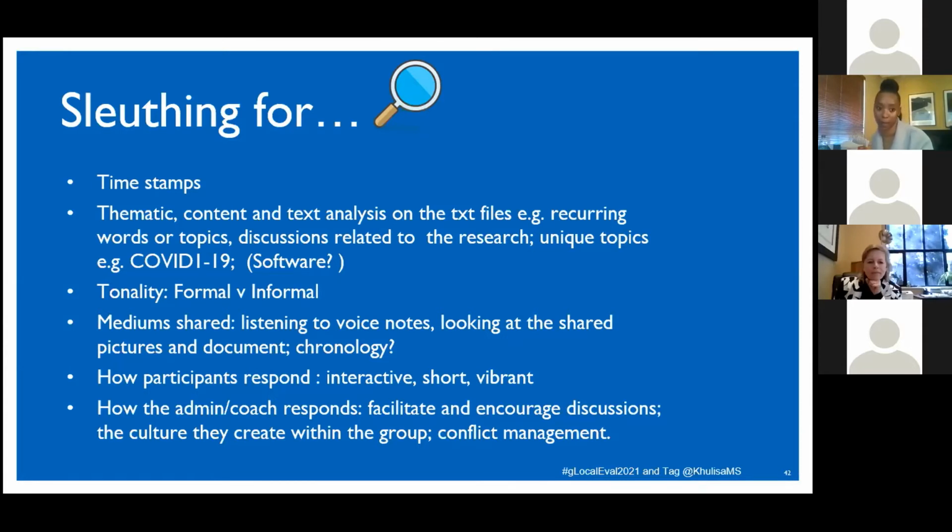Using your timestamps. A thematic content and text analysis on the TXT files. So again, on WhatsApp, particularly, people communicate informally. Most of the time in the groups, they would communicate in Setswana, right? And every now and then a few words would come through, a whole conversation, a whole dialogue. So that was important, right? An analysis on that would take a different approach.